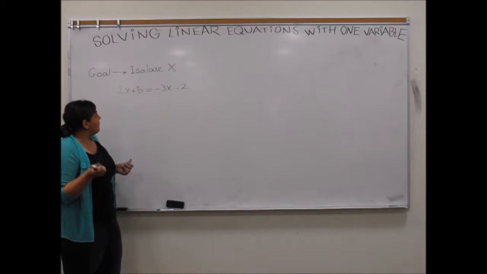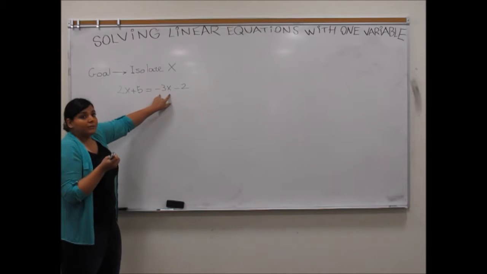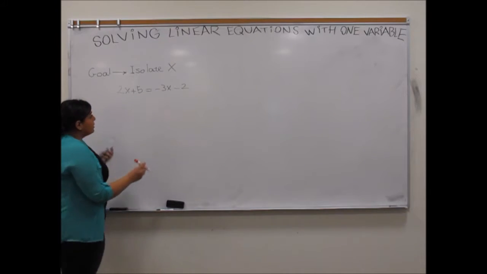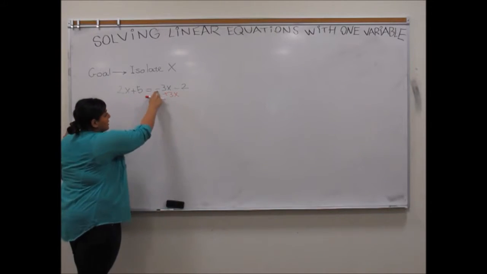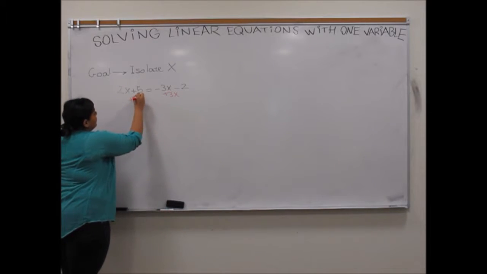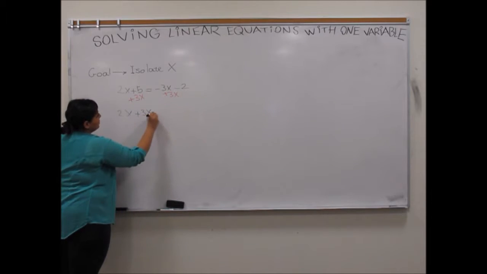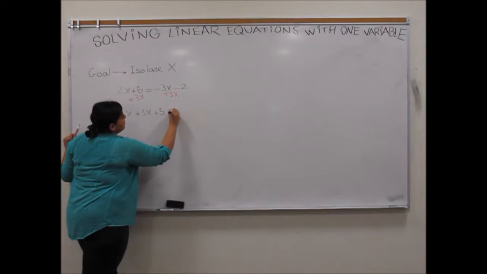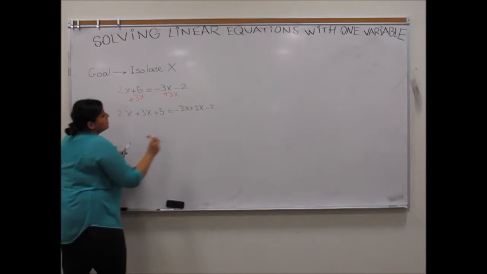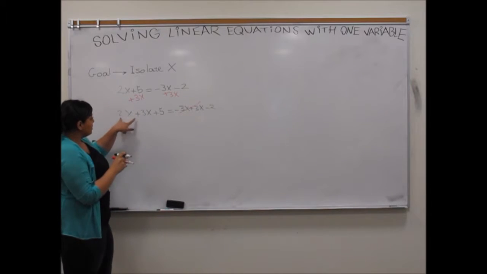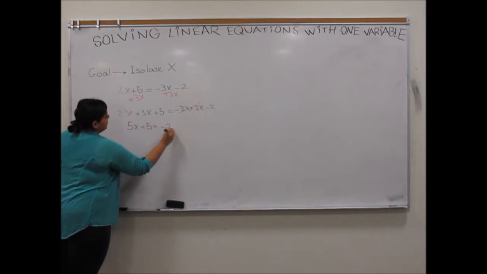I'm going to choose to have all the x's to the left side. In order to do that, this 2x is good. So I have to move that negative 3x to the left side. So in order to do that, I have to add a 3x here to get rid of that 3x on the right side, and then do the same thing to the left side. So now I have 2x plus 3x plus 5 equals negative 3x plus 3x minus 2. So I can get rid of those two. So here I have 5x plus 5 equals negative 2.